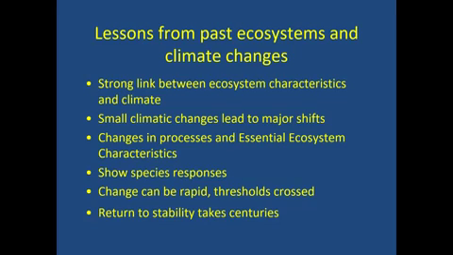Looking at the past shows species responses to climatic changes. Looking in the past demonstrates that these changes can be rapid in ecosystems and that thresholds are crossed where you get whole-scale or a great deal of change from one particular kind of ecosystem to a different ecosystem. And following a disturbance resulting from climate change, but other factors such as widespread fires, for example, or volcanic ash distribution, the return to equilibrium or stability takes a long time, often centuries.